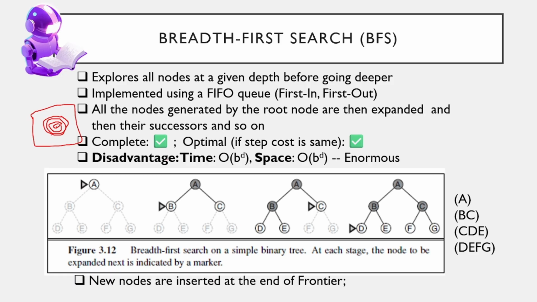BFS is implemented using a first in, first out model. That means whichever node entered the queue first gets expanded first. All the children of the root, let's say this is the root, are expanded first, then their children, and so on, level by level.